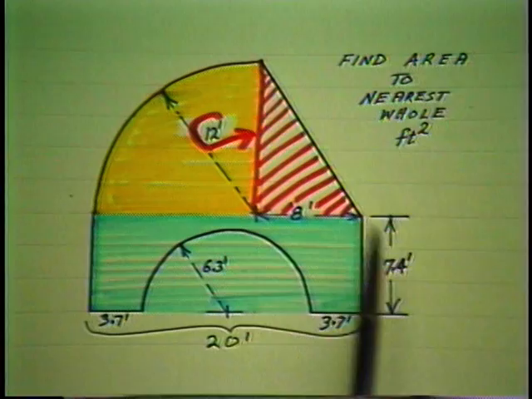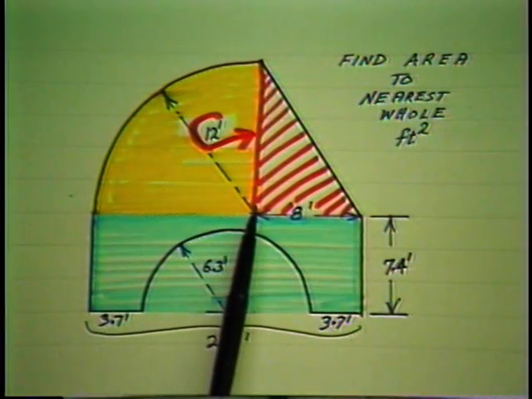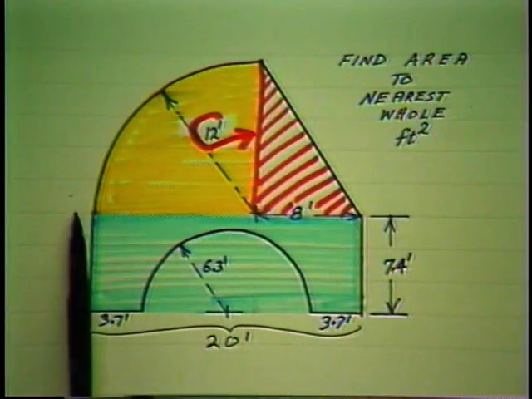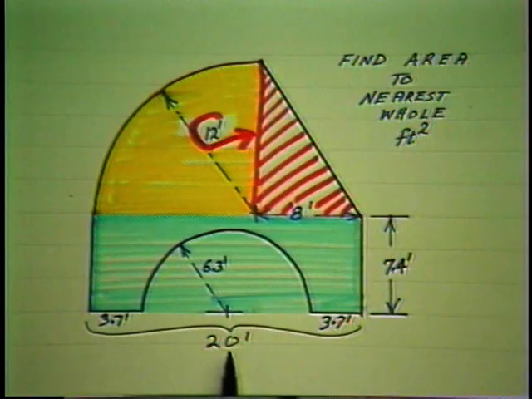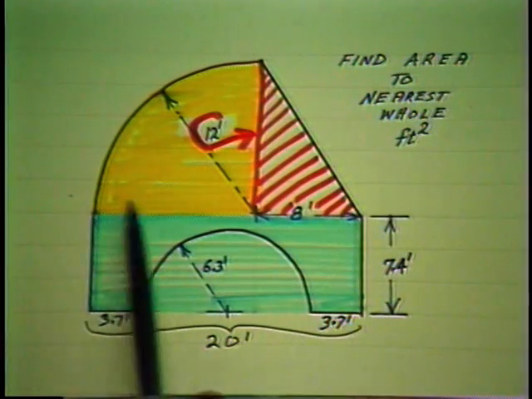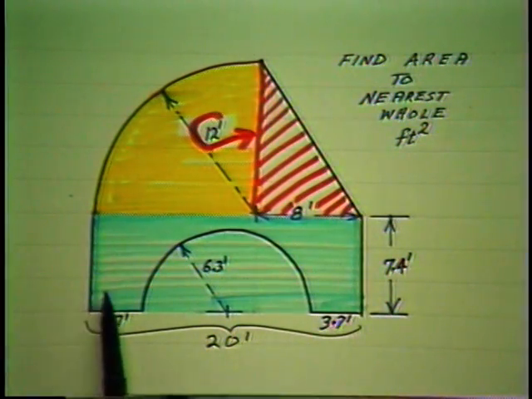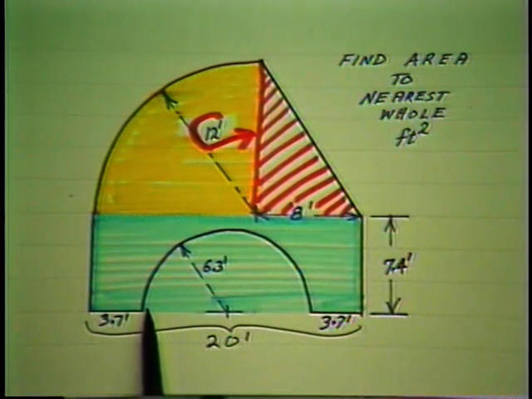Sometimes in a composite figure like this, you can double check. Notice that this radius of 12 feet is 12 feet also across here. So I have 12 feet plus 8 feet, which is also 20. That's not only faster than what we did, but it gives us a cross check. If I find the area of this rectangle, it's going to be too much, so I know ahead of time I'm going to have to subtract the semicircle out.